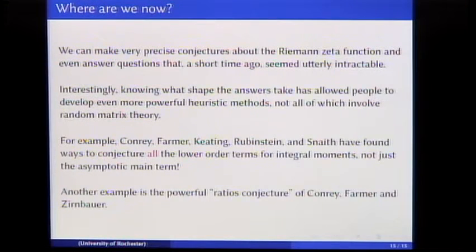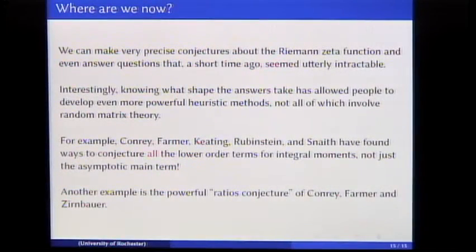The ratios conjecture of Conrey, Farmer, and Zirnbauer allows you to make conjectures about really complicated moments, for example, of things. When I remember what we knew and didn't know back when I was a graduate student just starting off, to be able to come up with answers for all kinds of questions is just a remarkable development. It's really amazing how things have developed in the last 40 years.